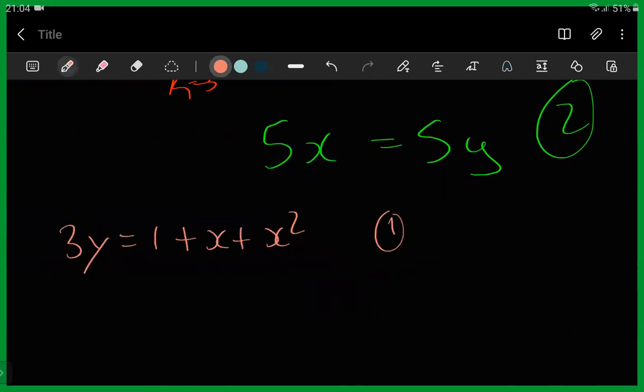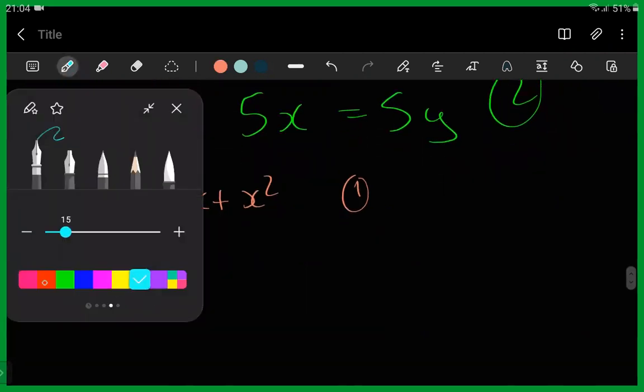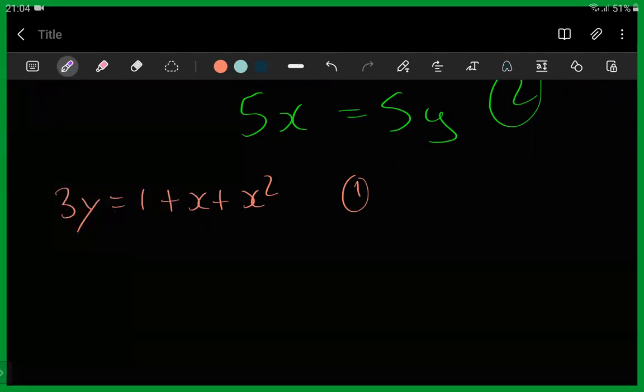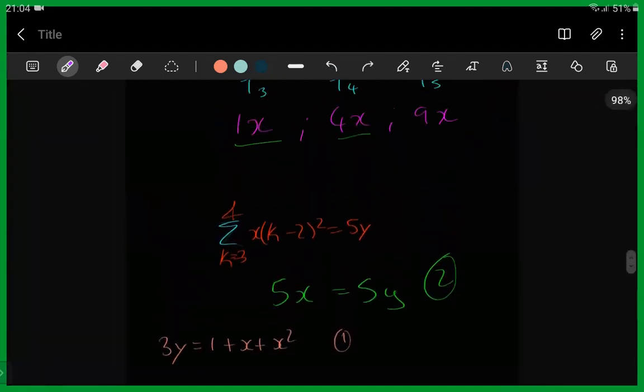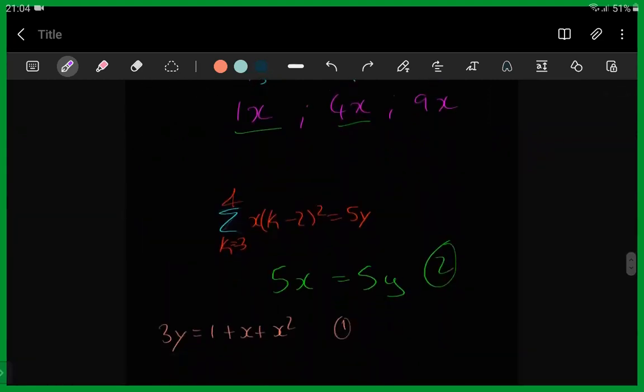Working them out simultaneously, what do we have here? We can actually isolate, what do we want to isolate? It looks like isolating x may be a bad idea. So can you scroll a little bit up? Okay, no, you're too far now. Yeah, just there. I just want to write that down. Okay.